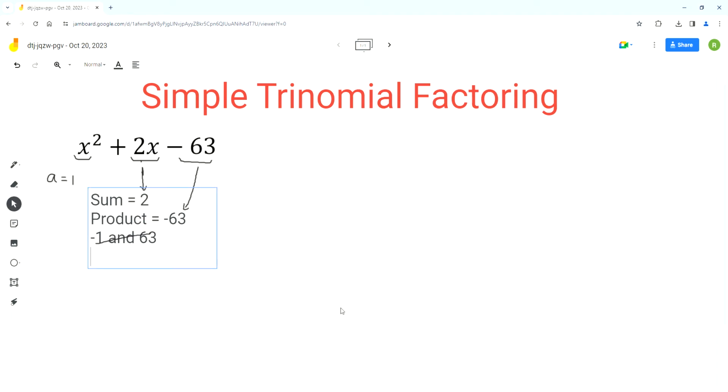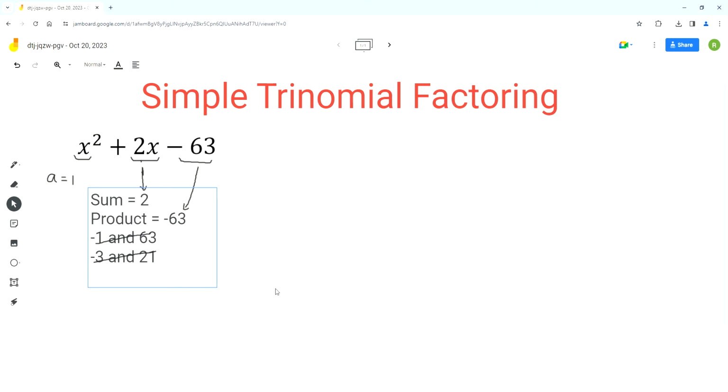Now another pair of numbers that comes to my mind is negative 3 and 21. We cannot use negative 2 because 63 is not divisible by 2, but 63 is divisible by 3, so negative 3 and 21. But we cannot get a sum of 2 from negative 3 and 21, so this pair is out. Now we have to think of another pair of numbers that multiply to negative 63.